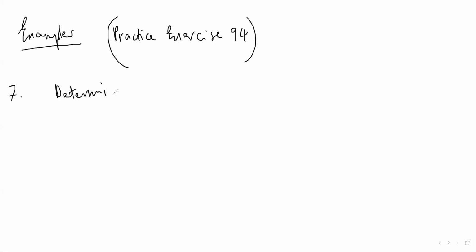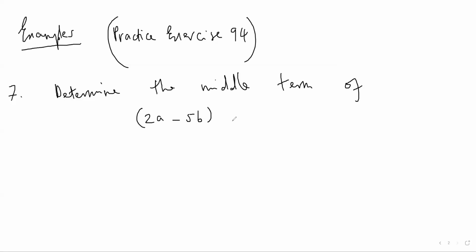They say determine the middle term. Determine the middle term of the following. So determine the middle term of 2a minus 5b to the power 8. Determine the middle term of 2a minus 5b to the power 8.